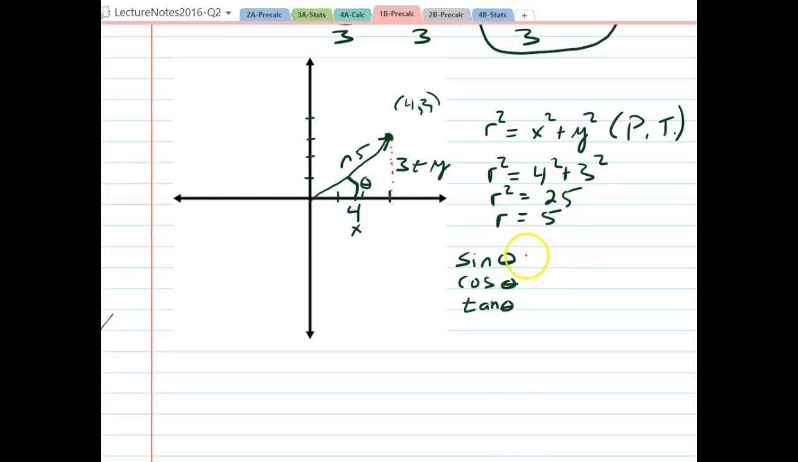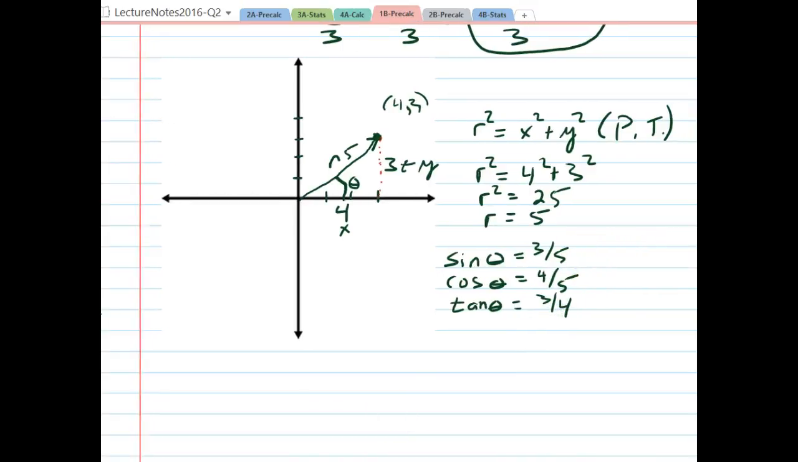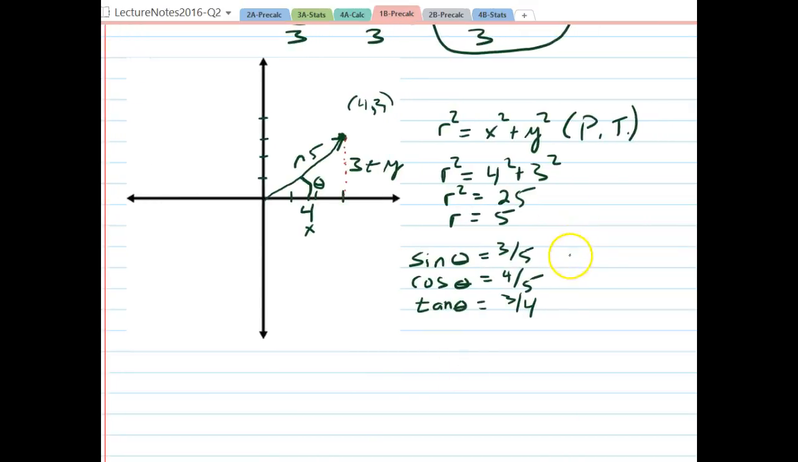Because we know that sine is opposite over hypotenuse, so that's going to be 3/5. Cosine is adjacent over hypotenuse, and the tangent is opposite over adjacent. If we invert each of those, then we can get their inverse functions. So cosecant and secant, flip the 4/5, and then the cotangent, we flip that, we get 4/3.